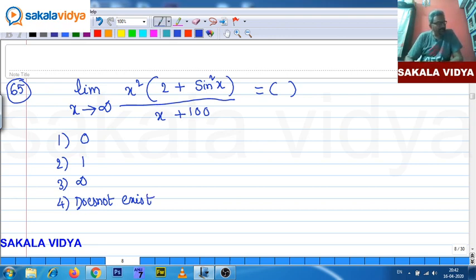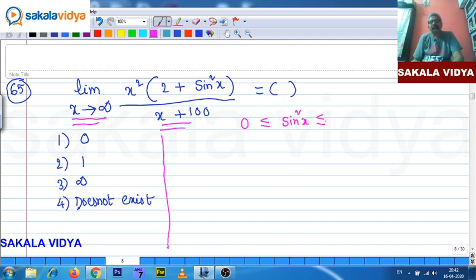Okay, sandwich theorem. Let us apply the sandwich theorem. Now, the limit as x approaches infinity of x square into (2 plus sin square x) upon (x plus 100). Now, sin square x lies between 0 and 1. We can write it like this: 0 less than or equal to sin square x less than or equal to 1. Add 2 throughout, that means you get 2 less than or equal to 2 plus sin square x less than or equal to 3, 1 plus 2, 3.